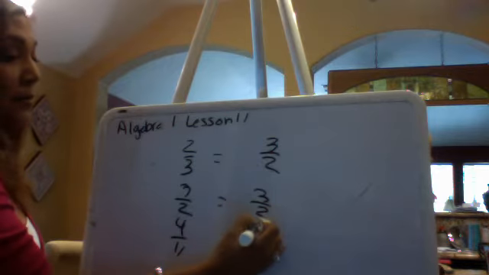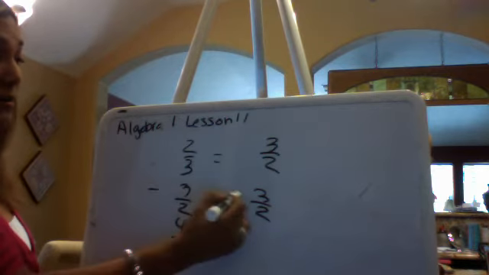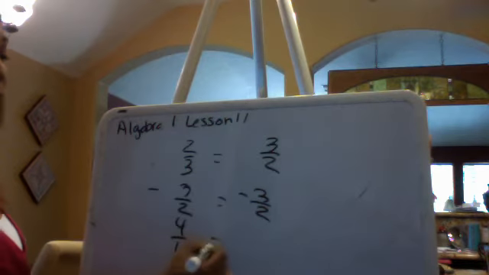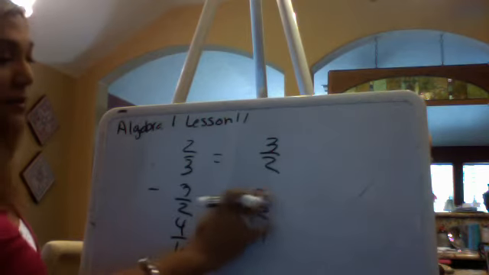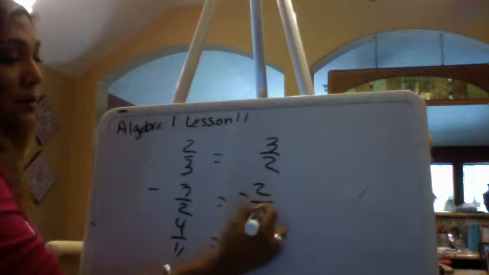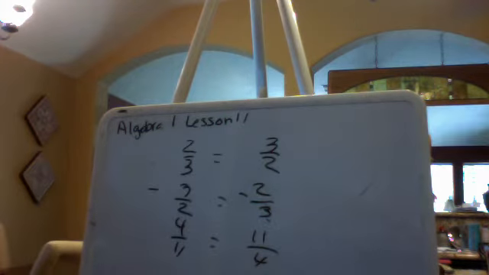We don't change signs if it has a sign on it. We just flip the fraction. This would be 2 over 3, and this would be 11 over 4. That is simply the reciprocal of a number.